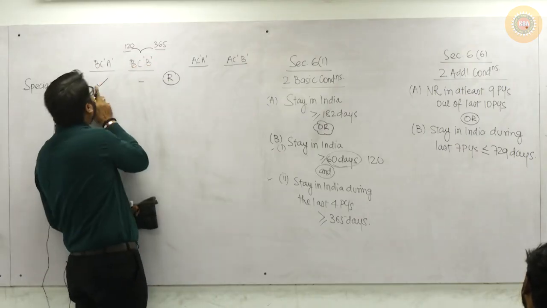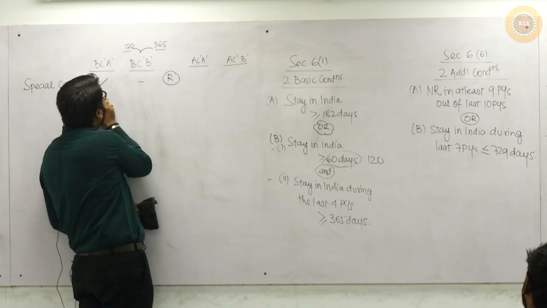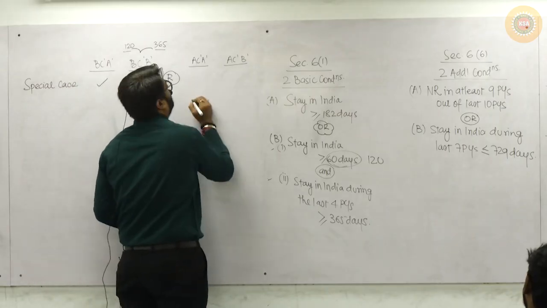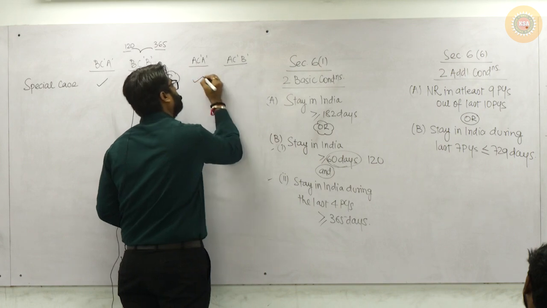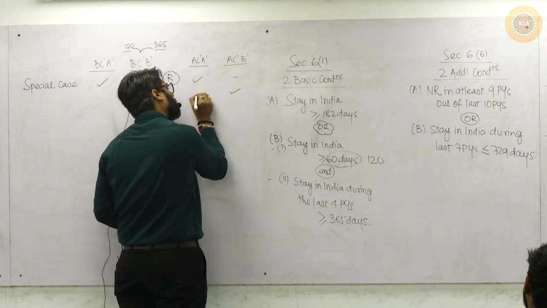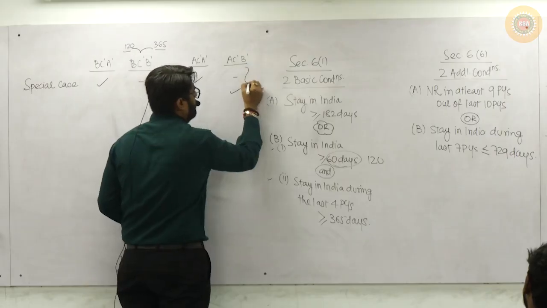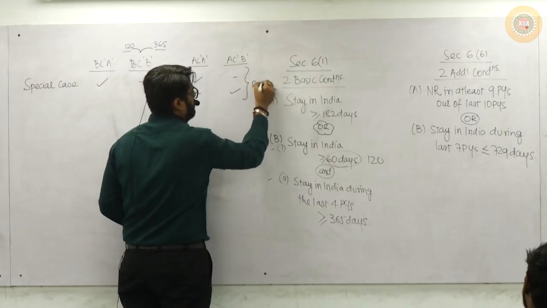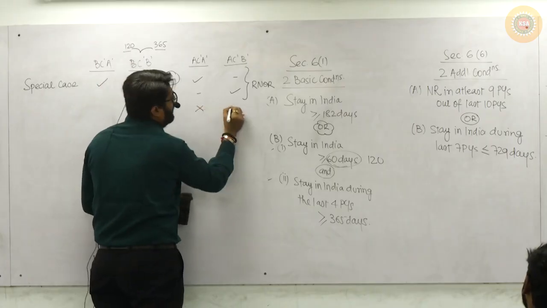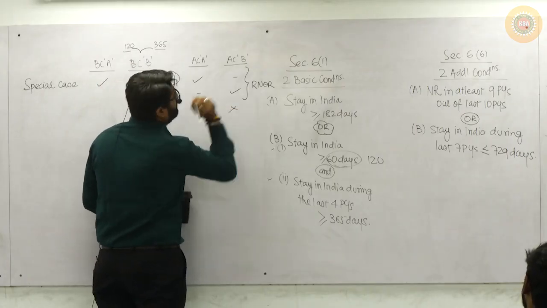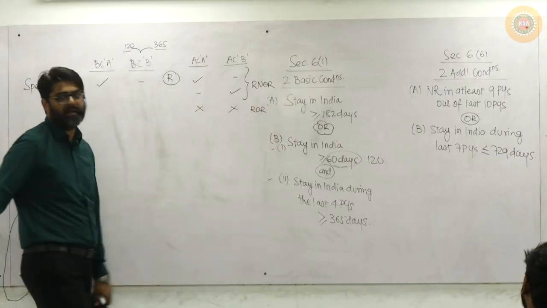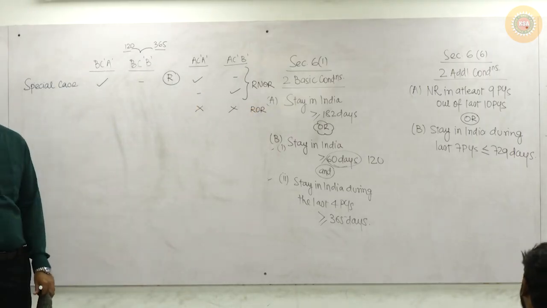Now once you become a resident by satisfying basic condition A, you have to satisfy any one of the additional conditions. If you satisfy this and not this, or this and not this, you will be treated as RNOR. But if you are not satisfying this also, then you cannot be treated as RNOR. You will be treated as ROR. Understanding or not?